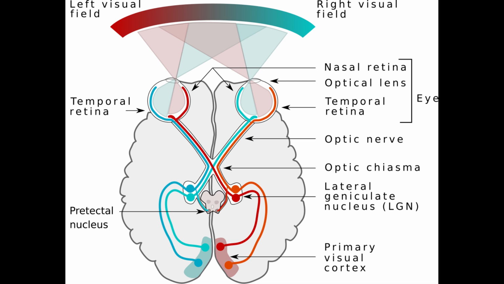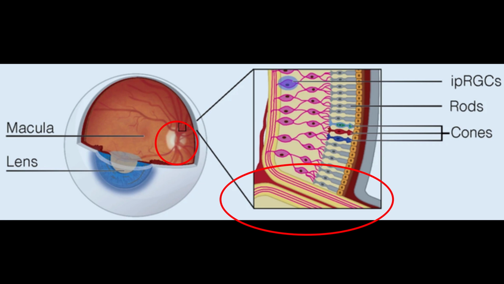So in order for the ganglion cell axons to get back into the brain, they have to get past the photoreceptors somehow. The only way that's possible is essentially to have a little hole where there aren't any photoreceptors, and that part of the retina is called the optic disc, and because there aren't any photoreceptors there, we have a blind spot.